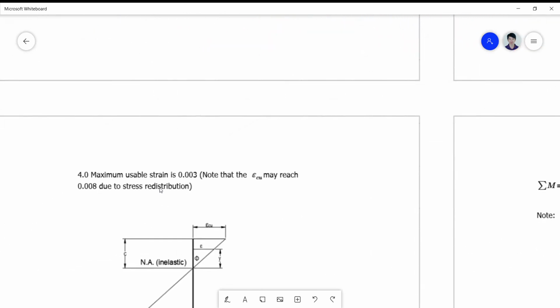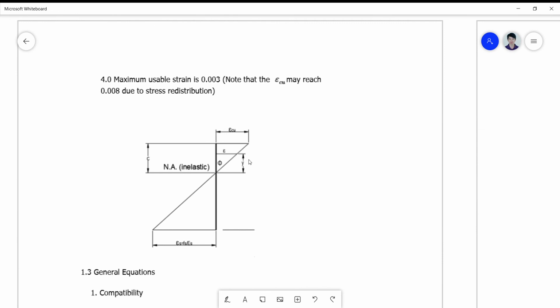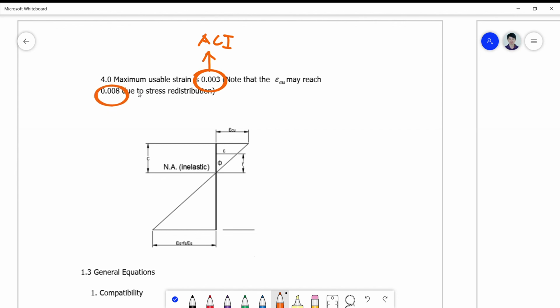And the last assumption, if not the least, we can only use a maximum usable strain in the ACI as 0.003, but it can reach 0.008. Okay? In fact, the British code uses, I think, 0.004. Okay? So it can reach 0.008 due to redistribution. So this is again another topic we will be dealing with in case we have time.